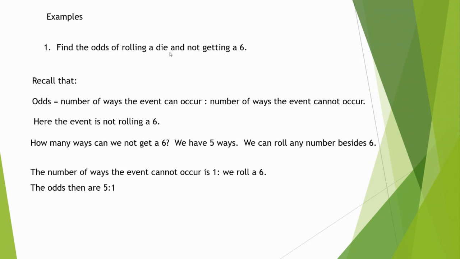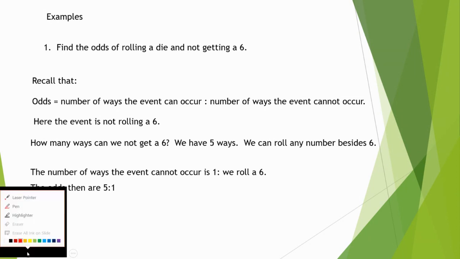So basically, we want to find the odds of rolling a die but not getting a 6. So again, in this case, we're going to look at the odds in favor of an event, but the event is not getting a 6. So that's what we're going to do here.